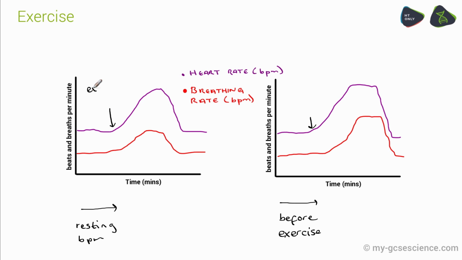Here on the graph is where the exercise will begin, and as you can see there is an immediate increase in both the heart rate and the breathing rate to a maximum point, and after this point the two graphs start to look very different. In this first graph you will see that both the heart rate and the breathing rate fall, and they start to return to the resting breathing rate and the resting heart rate.